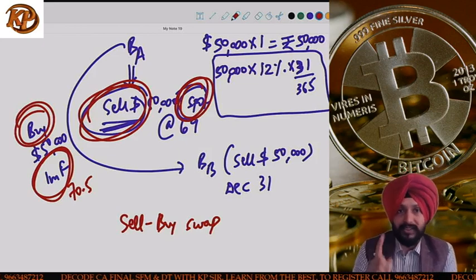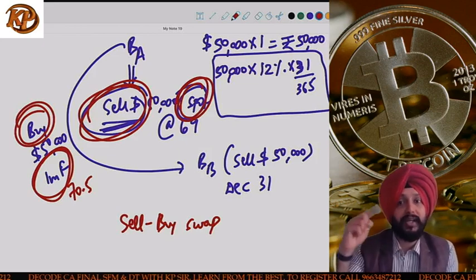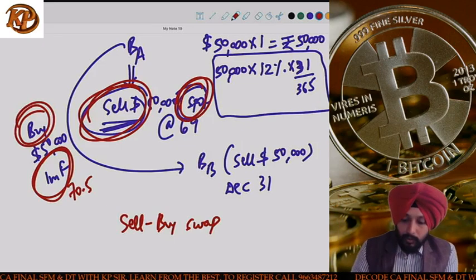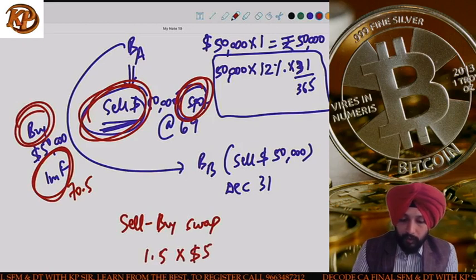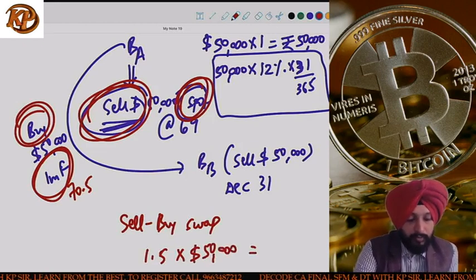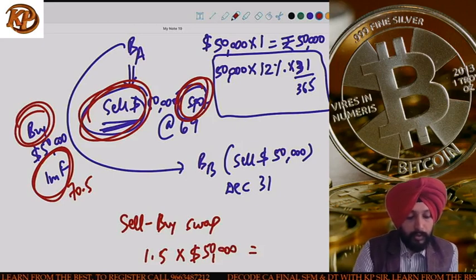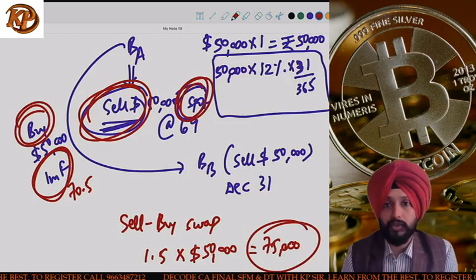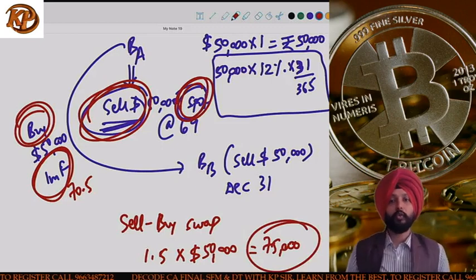So sell spot is 69, buy one month forward. Why are they buying one month forward? To deliver it to bank B in the interbank market. So in this case, 1.5 is the loss on $50,000, which is 50,000 into 1.5. If I do, I get 75,000. This 75,000 buy sell swap loss or sell buy swap loss will be charged to the customer.